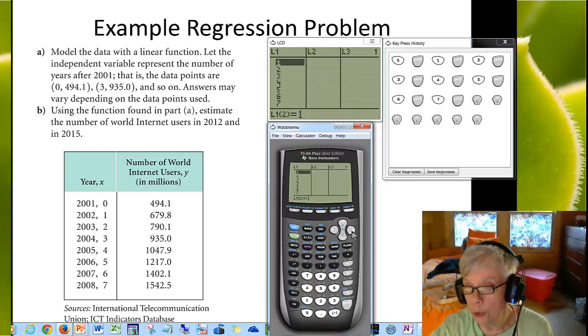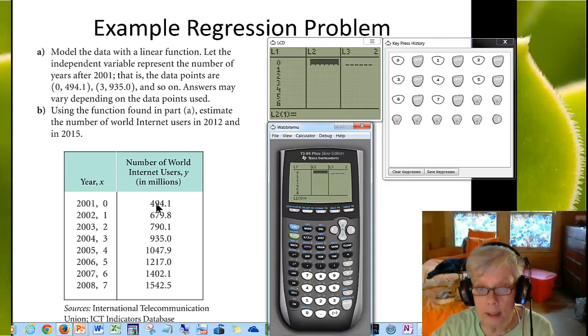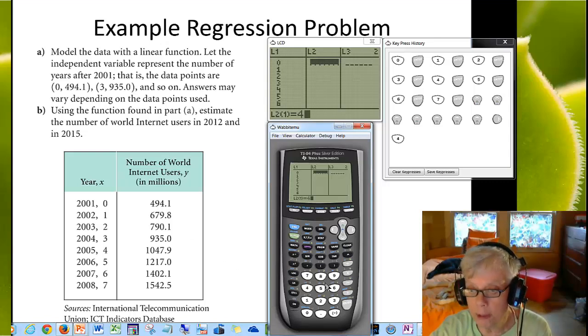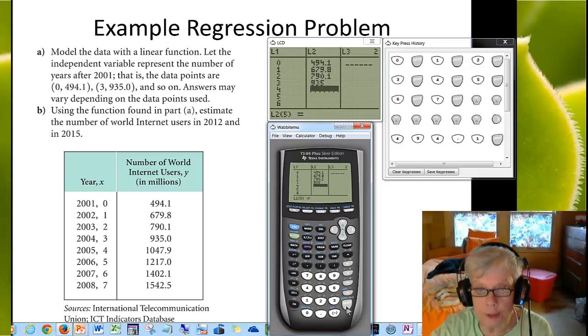Once you're at number 1, use your right arrow key to jump over to the L2 column and carefully enter your data from here. We need matching data, so whatever number is next to the 0, put that in for the 0. So this is going to be 494.1. Your decimal point is right here. Then I hit enter. 679.8. Enter. 790.1. Enter. 935.0. Don't really need the point 0. Enter.